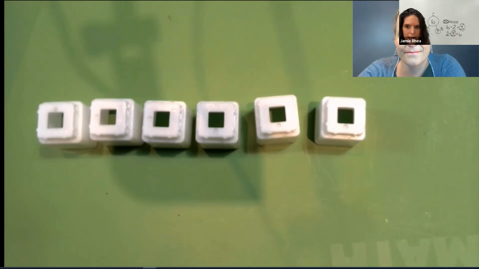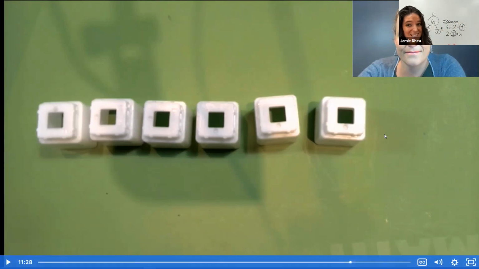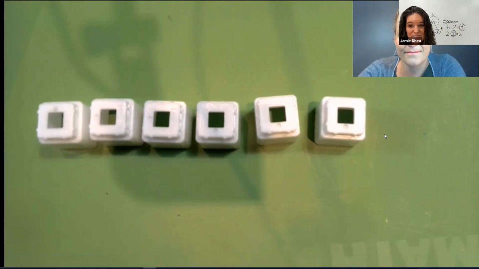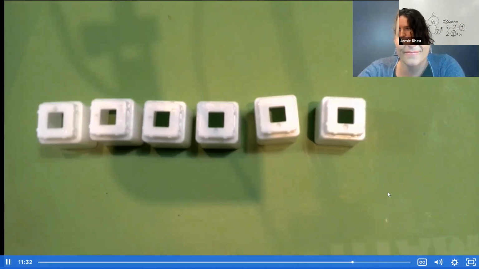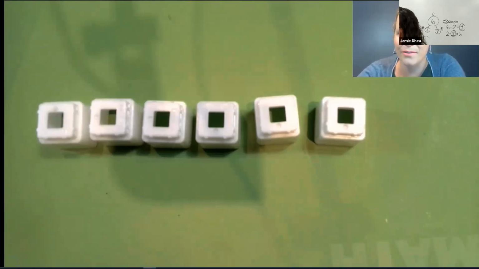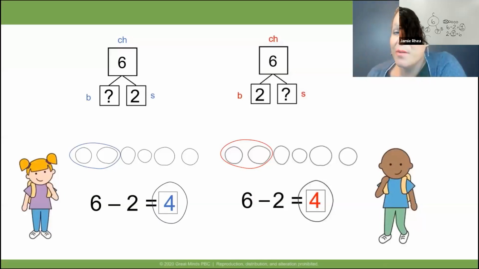So which way is more efficient? Counting back from 6 down to 4, so 6, 5, 4, or counting on from 2, 2, 3, 4, 5, 6. I think counting backwards this time was more efficient because it didn't take us as long. Let's check out Elijah and Maria's solutions. Take a minute to notice both strategies.